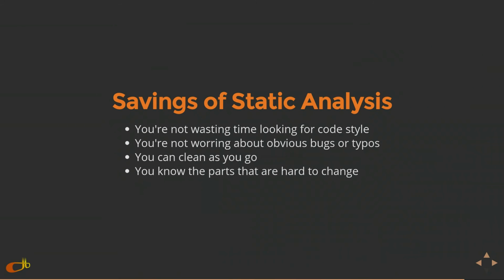And here's the savings. Just as we saw in the pull request examples, if you have static analysis, you're not wasting time looking for code style. That's already done. You can just point to Code Climate. You can point to wherever your reports are and say, hey, go fix these things. It'll even say the line of code where the violation was introduced. You're not worrying about obvious bugs or typos. Go to fail will not happen.